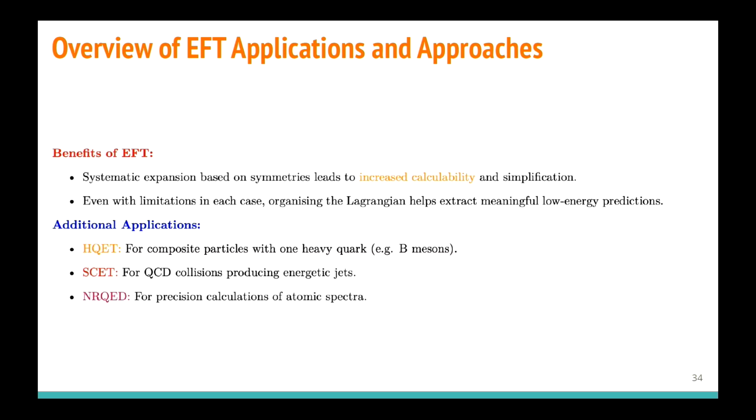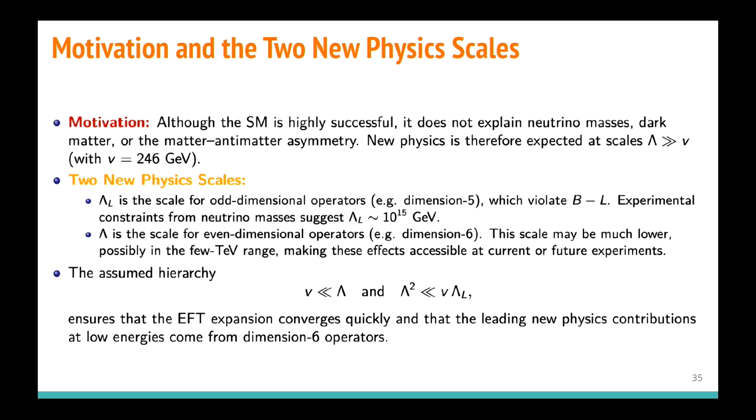So there are additional applications. I don't think I'll be able to discuss these, but there are many kinds of EFT. I'll be mostly focusing on standard model EFT and Higgs EFT, but there could be heavy quark effective theory, where we have one heavy quark like in B mesons. We can have subcollinear effective theory for QCD collisions, or NRQED. We can also have non-relativistic effective field theory for dark matter. So there are many kinds of effective field theory at play.